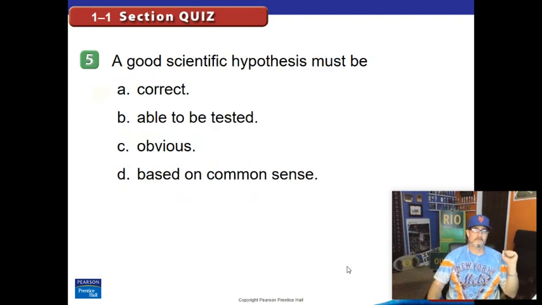A good scientific hypothesis must be correct, able to be tested, obvious, or based on common sense. A hypothesis must be able to be tested, okay, by a controlled experiment or by collection of new data.